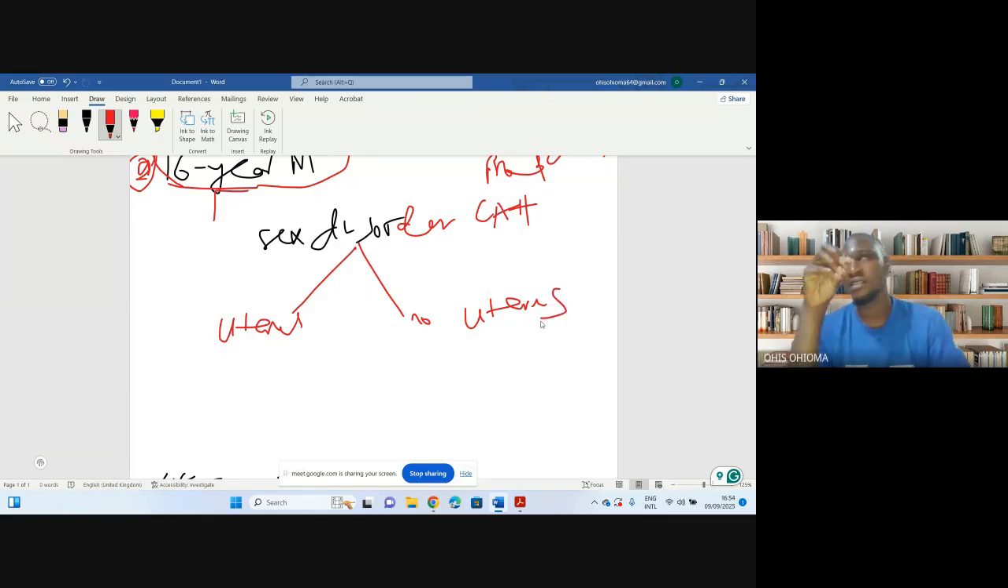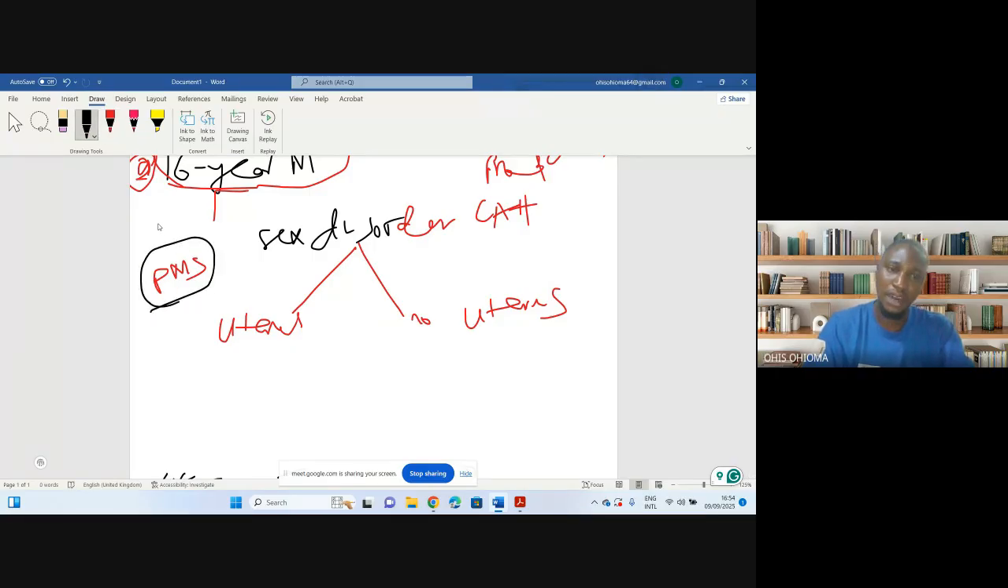An individual that has a uterus will most likely have an ovary. And what does that mean? It means that the paramesonephric duct was formed. And the only way for the paramesonephric duct to be formed, right, is if this patient is genetically a female.